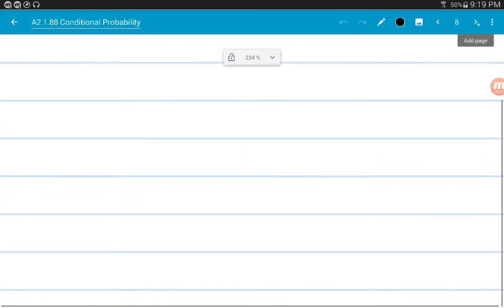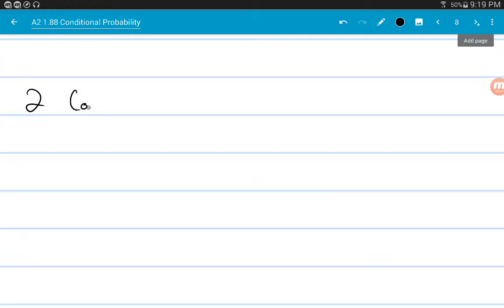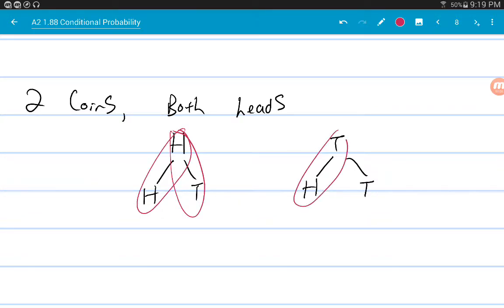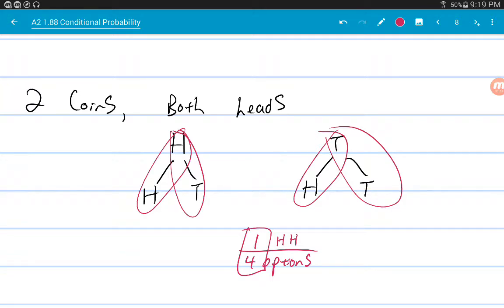Go to a blank page. So two coins, and I want them both to be heads. Well, I could build a tree diagram for that. So the first one could be heads or it could be tails. And then I flip the second one, and it could be heads or tails. And it could be heads or tails. So I have how many total possible options? Heads, heads, heads, tails, tails, heads, or tails, tails. So out of 4 options, 1 of those is heads, heads. So 1 out of 4 is my answer. That's just a basic probability.